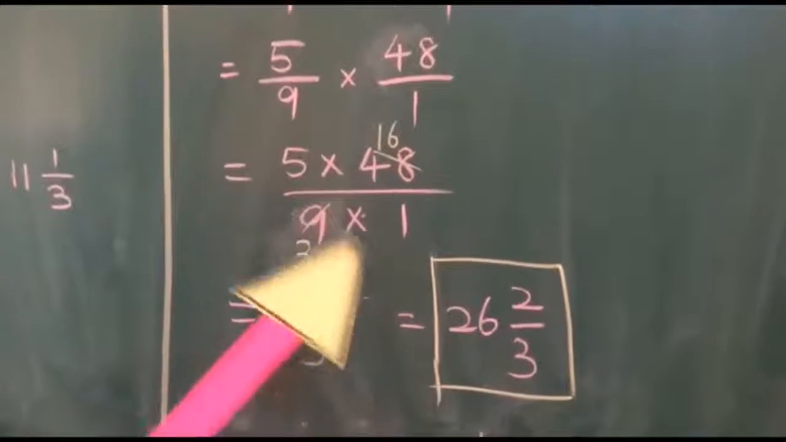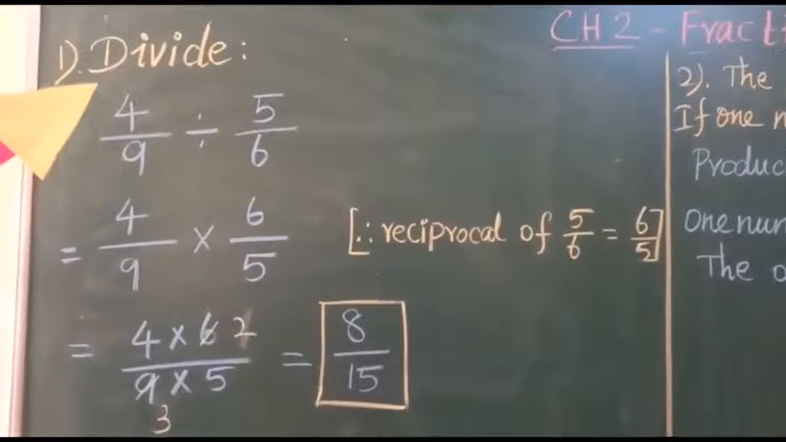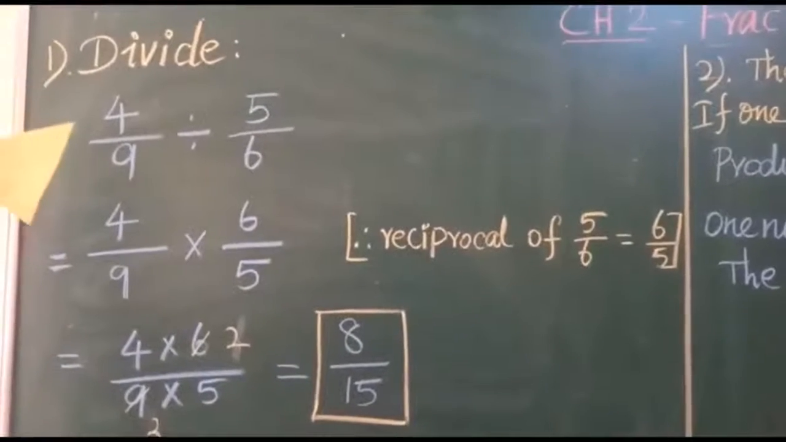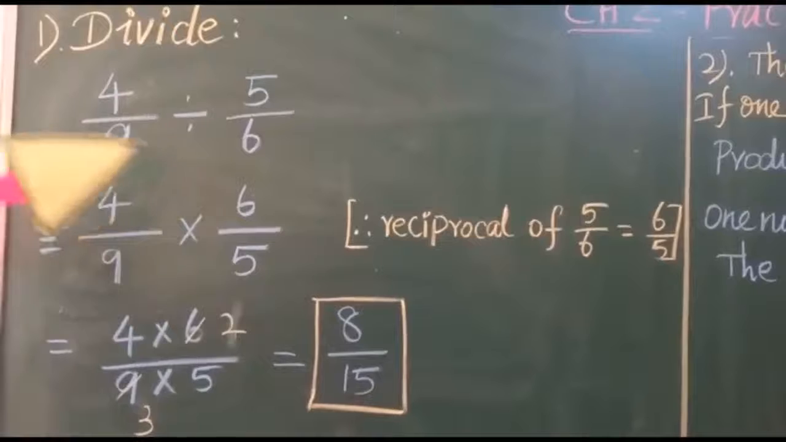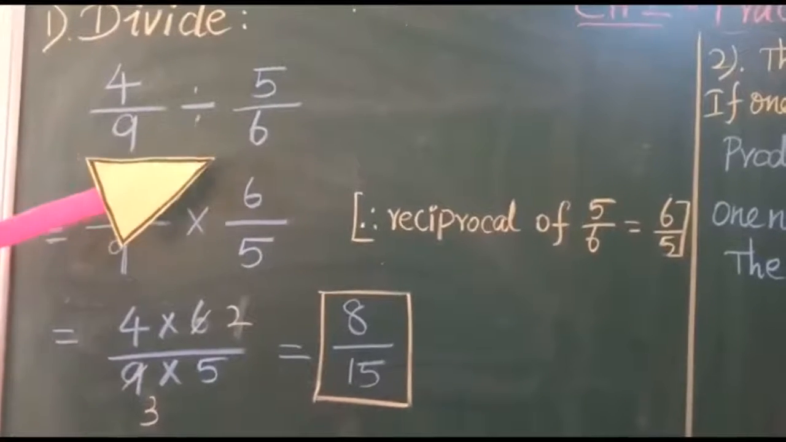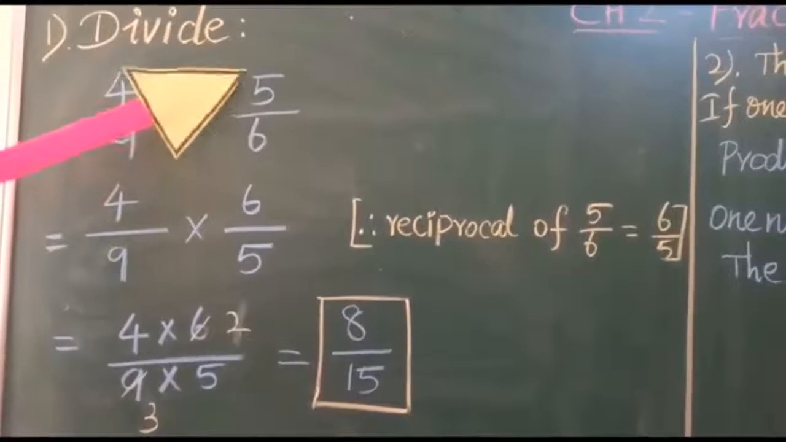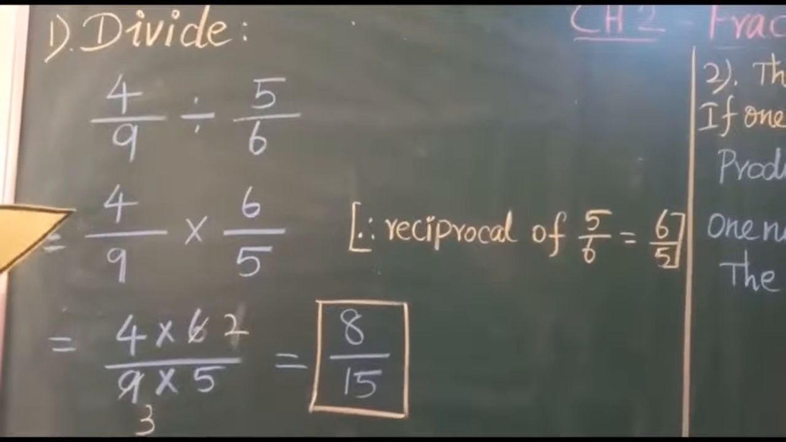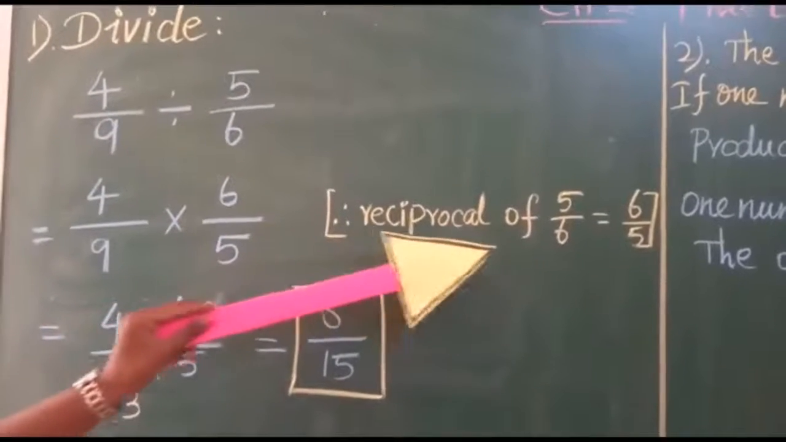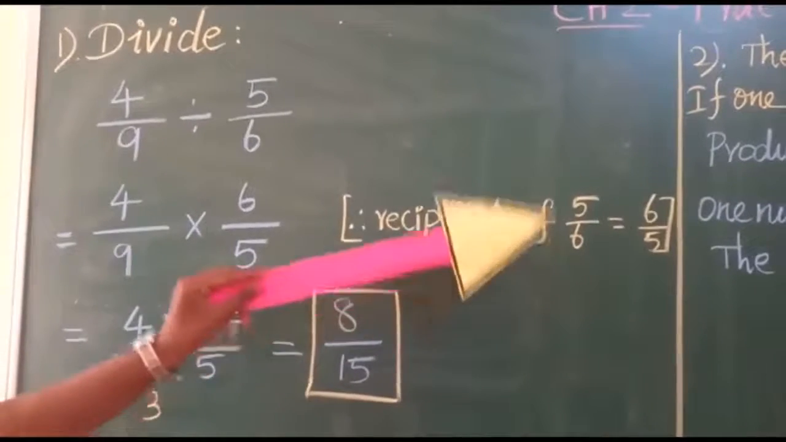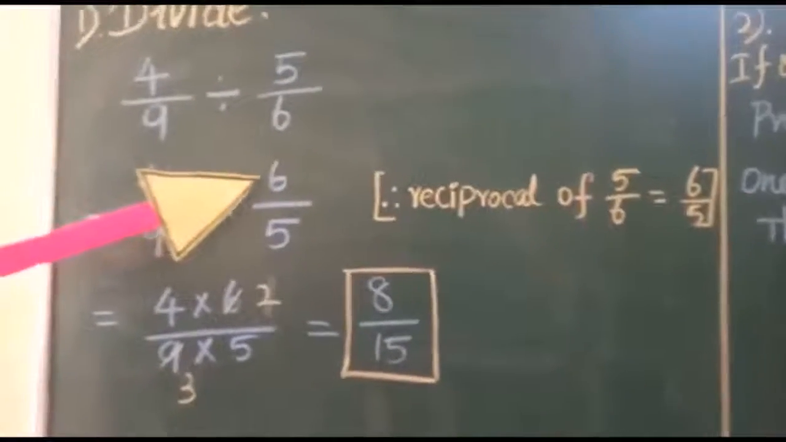And next we are going to see the division problems. I told you already, we have seen multiplication problems in the previous one and this will be division problems. So divide 4 by 9 divided by 5 by 6. So these two fractions. We know the rule for dividing. What is that rule? Before we divide, for the second number we have to take the reciprocal. This is the first fraction, you can write that, and the second fraction you take as a reciprocal. When you take the reciprocal of 5 by 6, the places will be interchanged, which is 6 by 5.